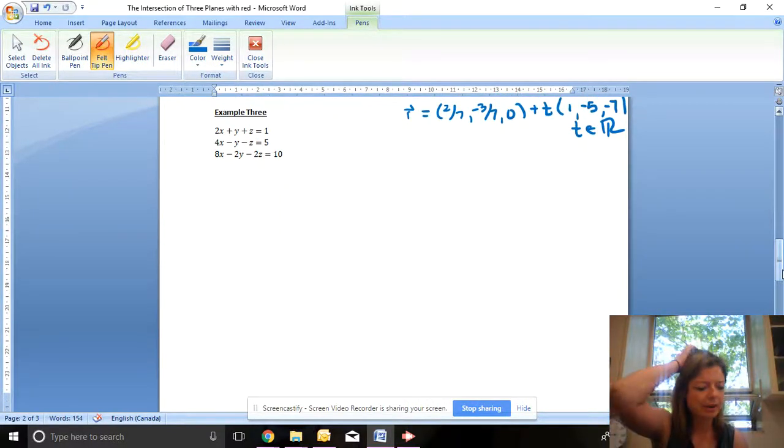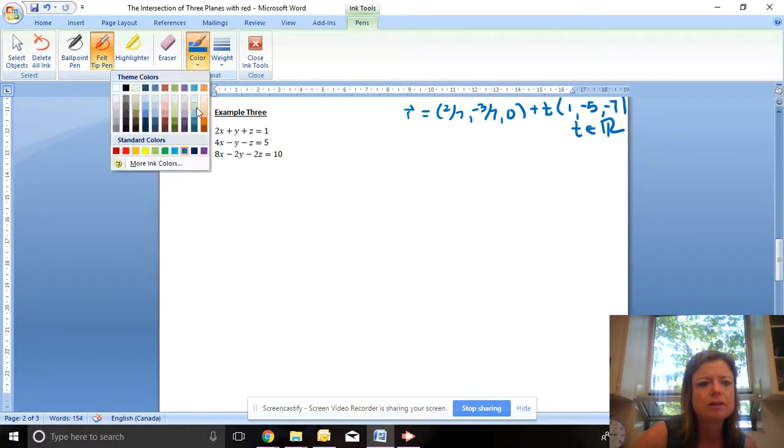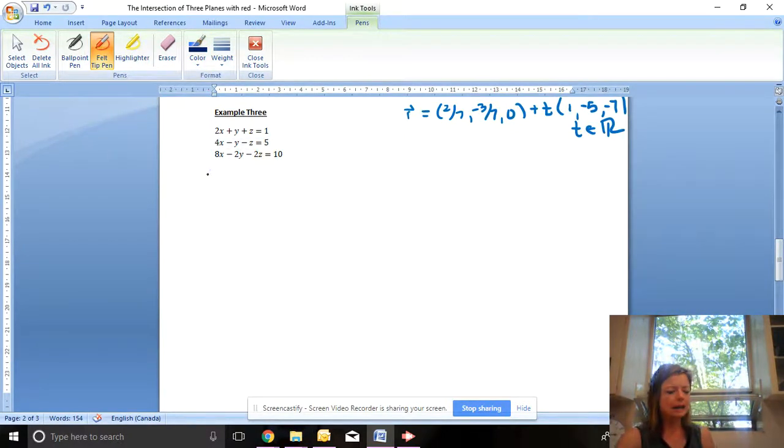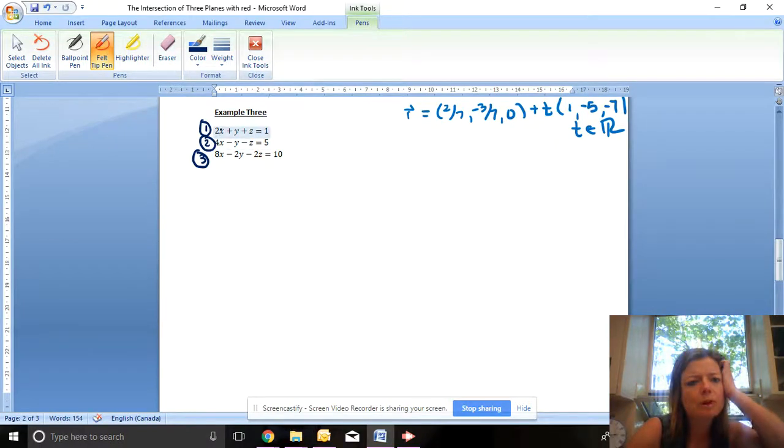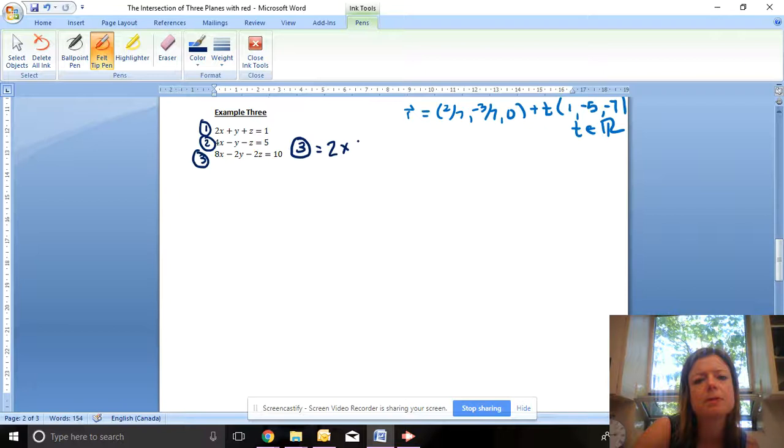Finally, example 3. First thing, we want to check the normals, as always. So notice that if we look at equation 1, equation 2, and equation 3, so 2 to 4, that's a multiple of 2, but that doesn't hold here. 2 to 8, that's a multiple of 4, that doesn't hold. But 4 to 8 is a multiple of 2. Minus 1 to minus 2 is a multiple of 2 here. So the entire equation 3 is just equal to 2 times equation 2.